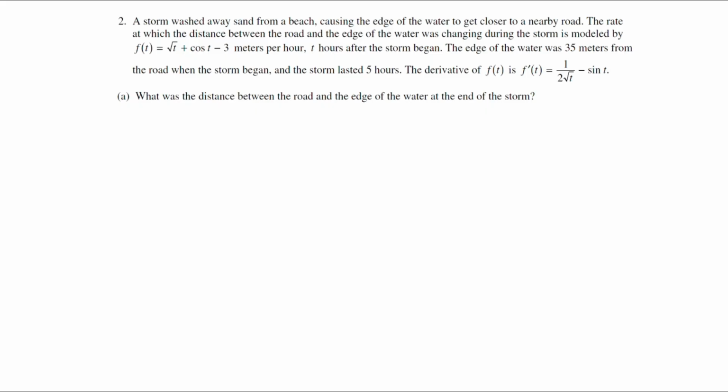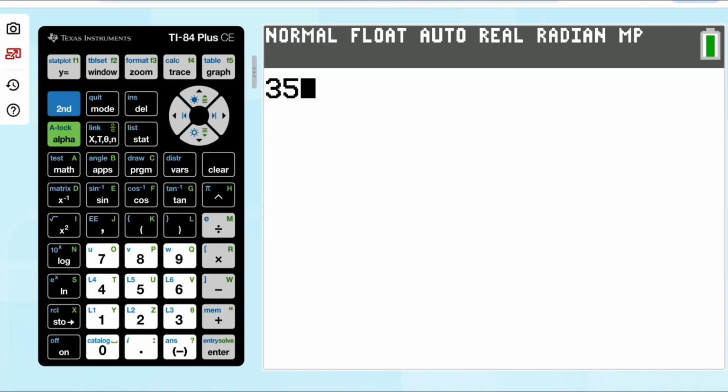of the storm. Well, in order to do that, we just have to take our initial condition, 35, the initial amount that the water was from the road, and add to it the rate at which the distance between them is changing, the integral. So we're going to integrate from 0 to 5 our function f of t dt. And since this is a calculator question, we can just go right ahead and do this on our calculator.